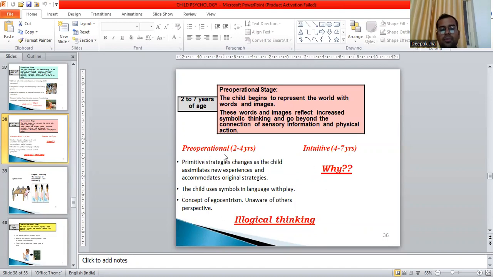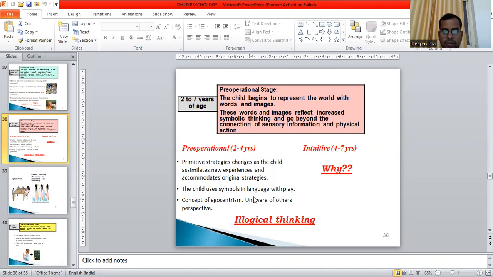Okay, so coming on to the pre-operational stage, the primitive strategies change. Primitive strategies means the earlier reflex actions which the child was born with change as the child assimilates new experiences and accommodates original strategies. The child uses symbols in language with play. This is the meaning of symbolic thinking. Basically, the child associates with objects and starts to use them. There is the concept of egocentrism, which means being unaware of others' perspective, and the thinking here is symbolic thinking or illogical thinking.